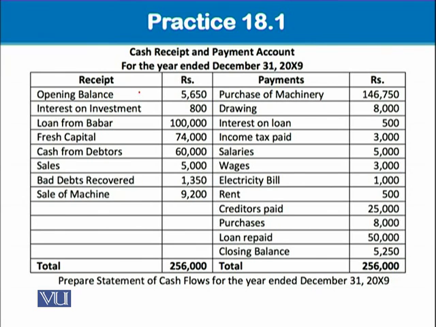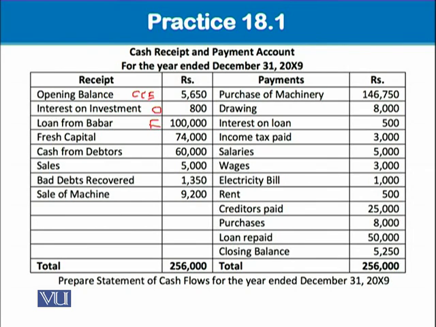and this opening balance is for cash and cash equivalent. So cash and cash equivalent, you can say CCE. Okay, place CCE as it is. Well, so now in the receipt side we have interest on investment. This interest on investment we show in the operating activity. Okay, and loan, we took a loan from Babar.